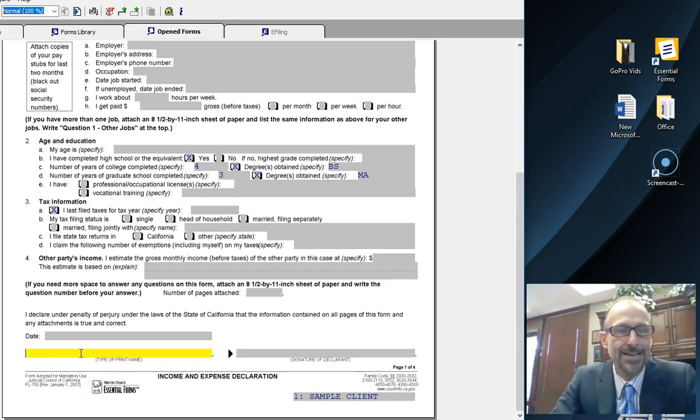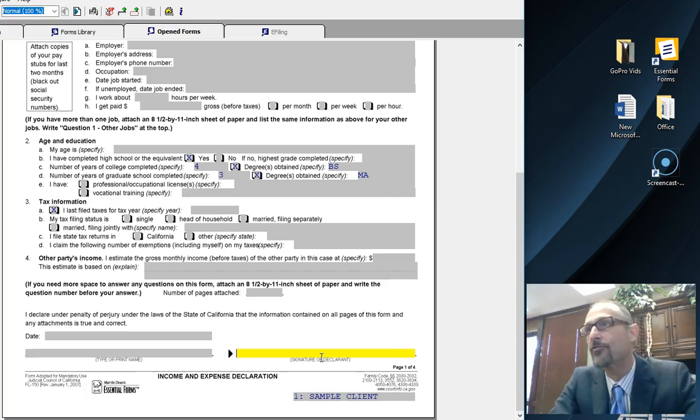All right, so you're going to date it, you're going to write your name below that, and then you're going to sign your name to the right. Keep in mind, anytime you're signing these forms, they are likely to have this sentence above your signature. I declare under penalty of perjury, under the laws of the state of California, that the information contained on this page and all pages in this form and any attachments are true and correct. So make sure that you're putting the correct information down.